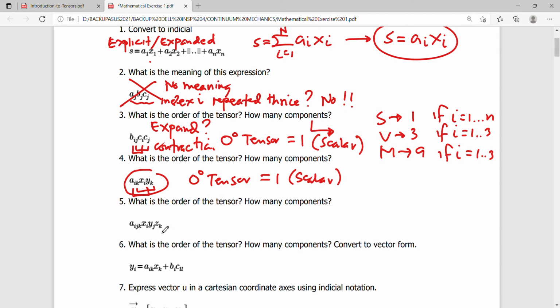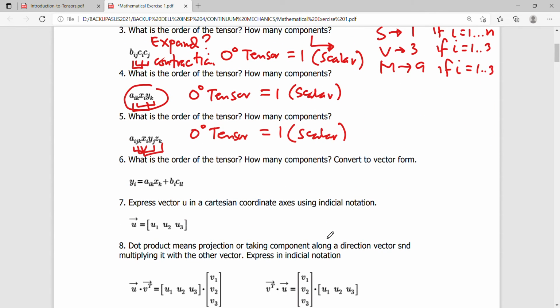And so it's true with this. So these are repeated indices, and this means simply summations. Then again they will collapse and contract. So this again is a 0 order tensor, equivalent to the number of components equal to 1.